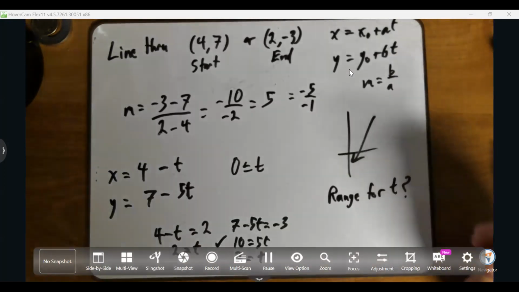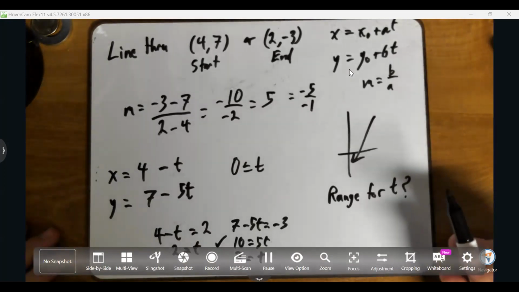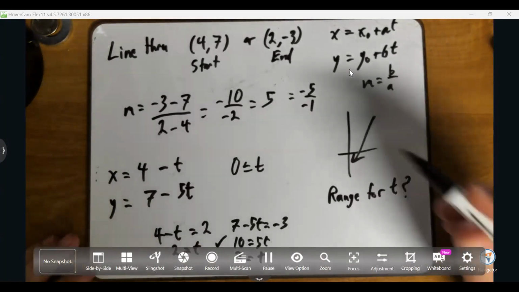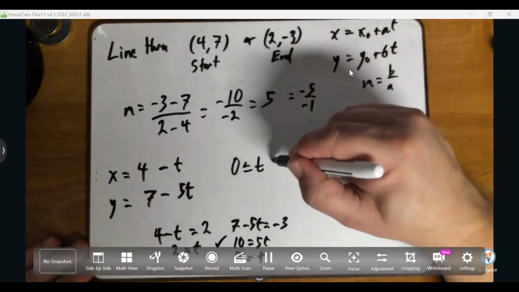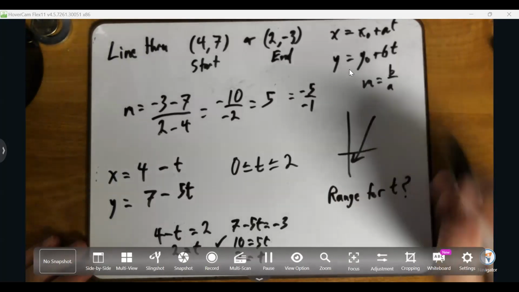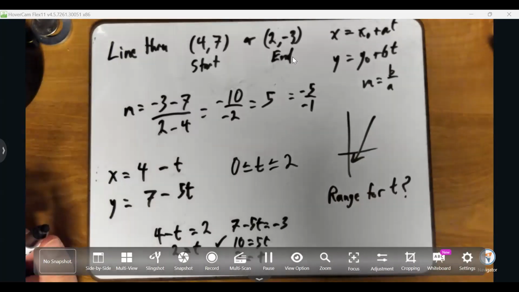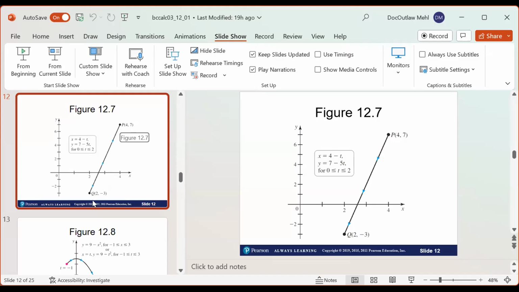So that's good. If that doesn't happen, then that means that point wouldn't be on our parametric path. So that checks out, and t equals 2. And that's going to give us a path that starts at (4, 7) and ends at (2, -3). That is describing a line segment for us.